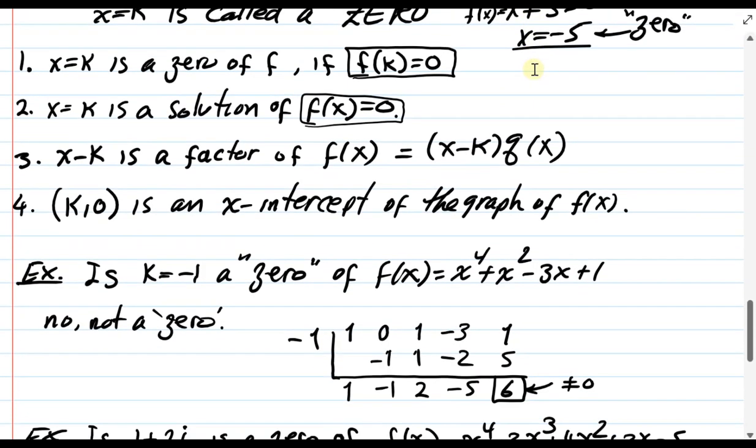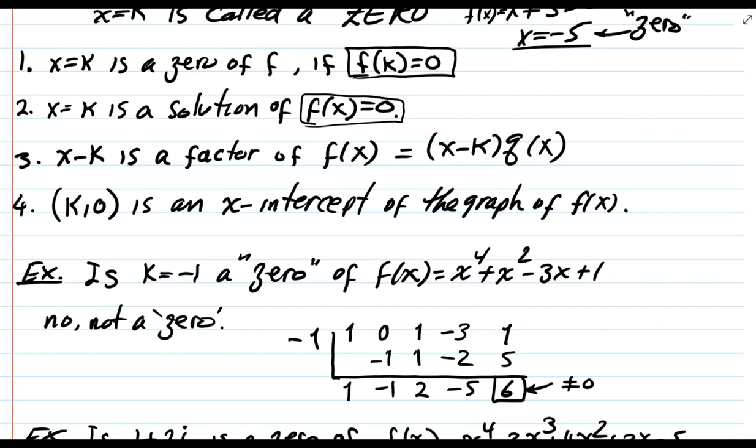Okay. Now here I have an example, and we want to determine if k equal negative 1 is a quote-unquote zero of this 4th degree polynomial function. So we can see that I have the answer: no, it's not a zero, because what we do is a synthetic division of the polynomial by k. And in this case, k, again, is negative 1.